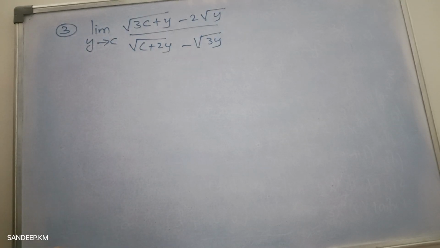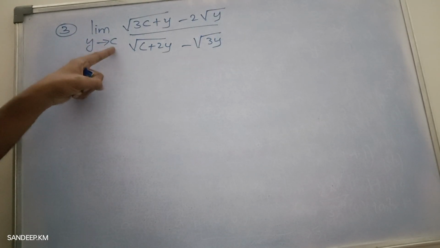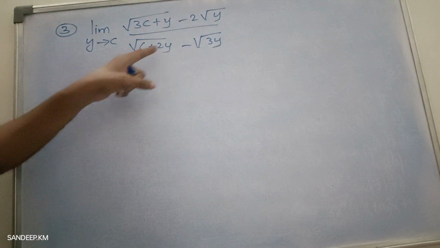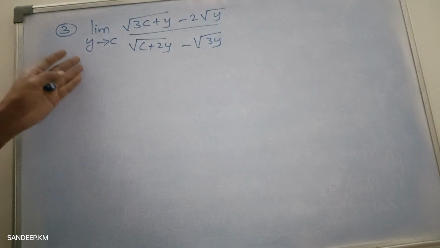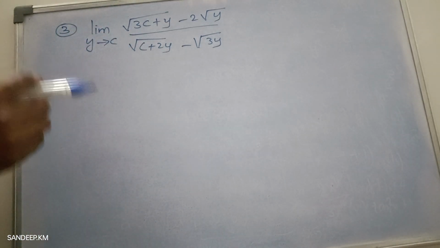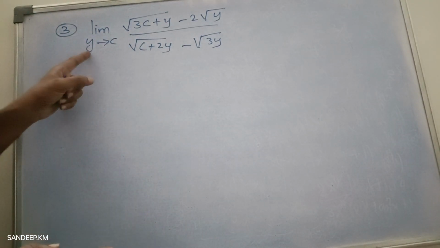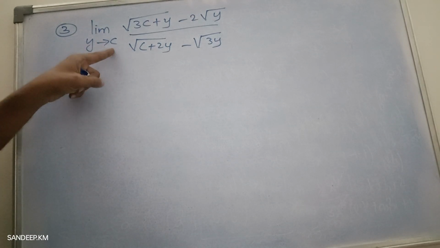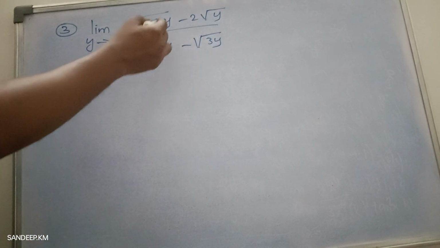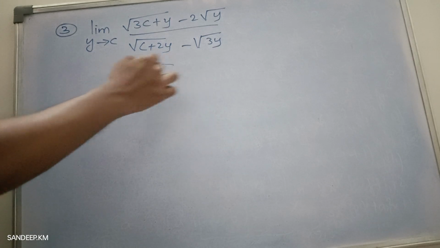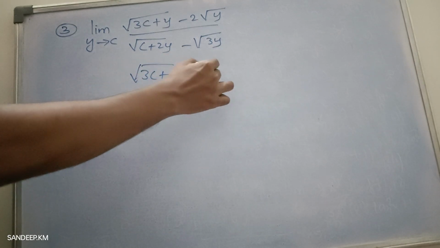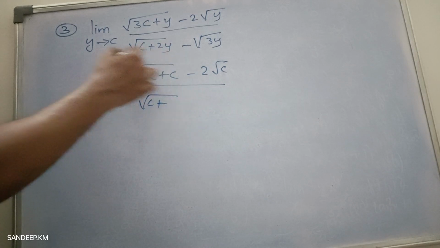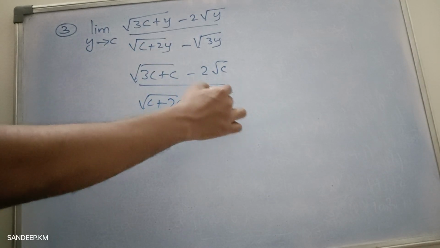So our third question, limit y approaches c, root of 3c plus y minus 2 root y divided by root of c plus 2y minus root of 3y. First of all, let me substitute y as c. Our first step is always one thing, dear students. Substitute the number which the variable approaches. When y approaches c, go for the substitution method. So y is c, so under root of 3c plus c minus 2 into root c divided by root of c plus 2c minus root of 3c.